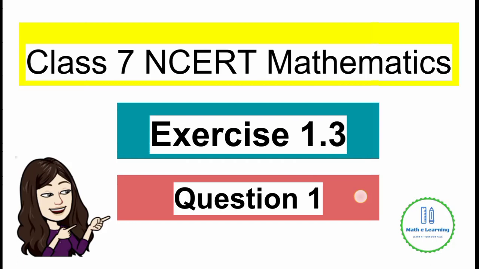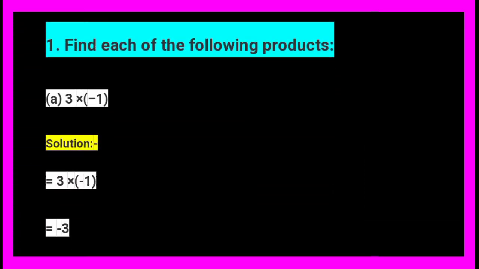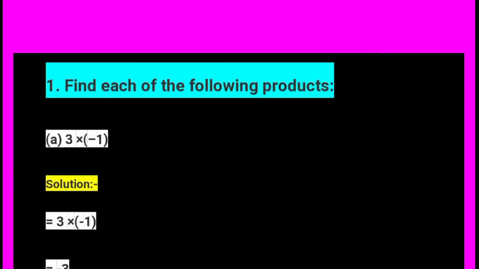Question number 1 is: find each of the following products. A is 3 multiplied by minus 1. Here the product means we have to do multiplication. And if we multiply this positive number with this negative, then we know that plus minus becomes minus. So answer is 3 ones are 3 and it is negative because plus minus minus.